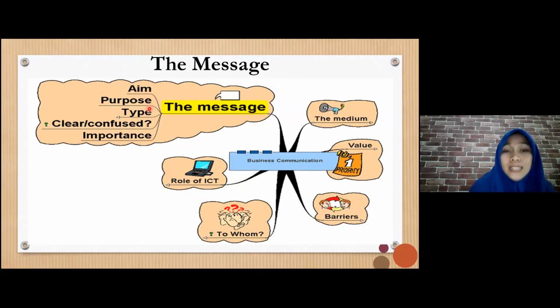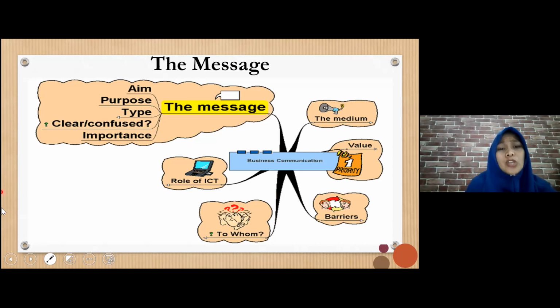What's the type of the message? Whether it is clear or confused, or whether it is important or not. So the message is the idea, the information, the thought, the feelings, the value conveyed through speech and facial expression, and then body language, and then tone of voice, and then gestures, and other verbal and non-verbal means. So what's the aim of the message? It will determine the ideas of the message clearly.